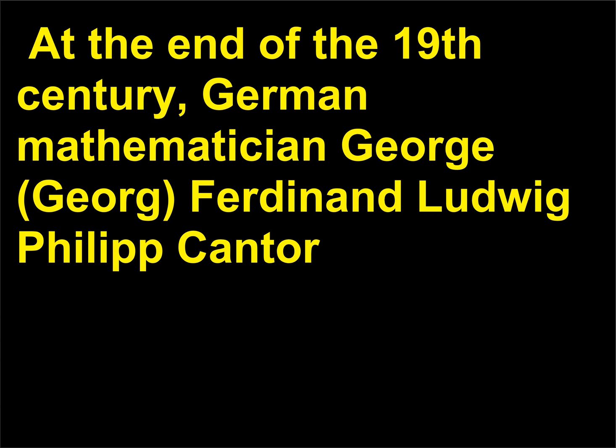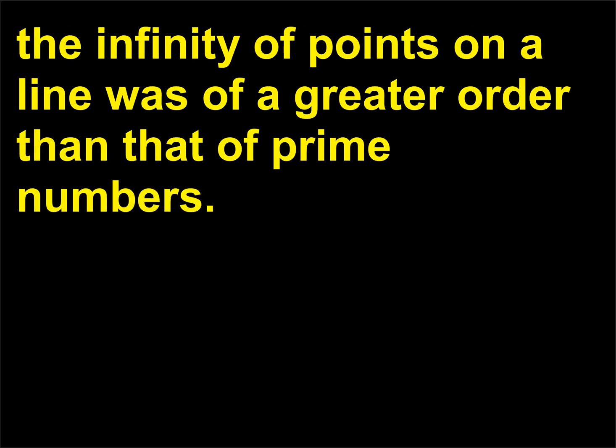At the end of the 19th century, German mathematician Georg Ferdinand Ludwig Philipp Cantor, 1845 to 1918, showed that different orders of infinity existed, and that the infinity of points on a line was of a greater order than that of prime numbers.